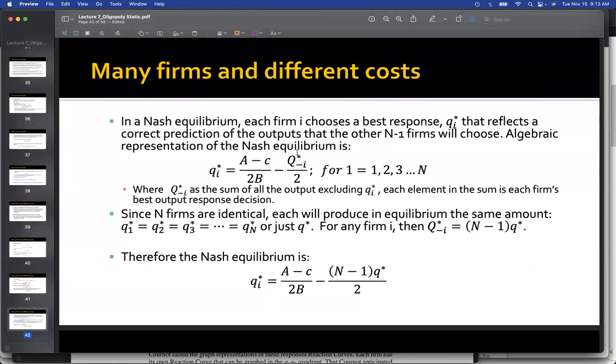So in Nash equilibrium, each firm chooses a best response q_i star that reflects a correct prediction of the outputs for the other n minus 1 firms. So again, inulit lang niya to.